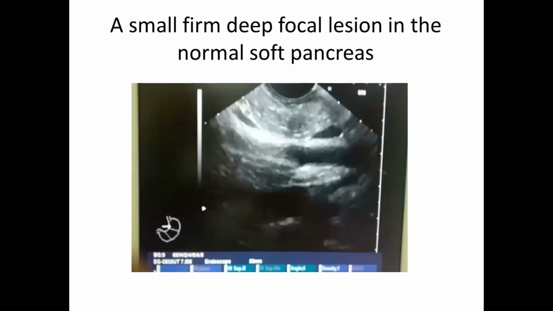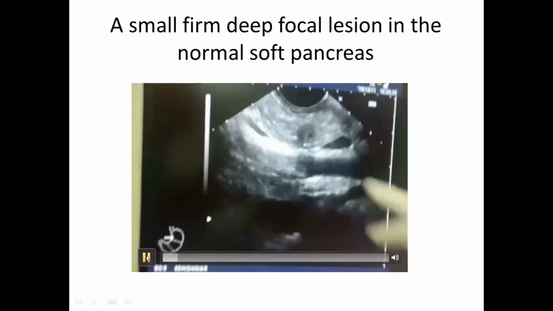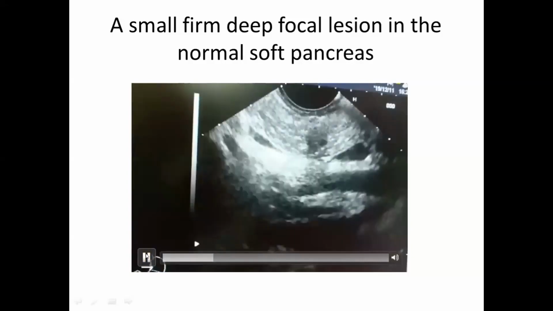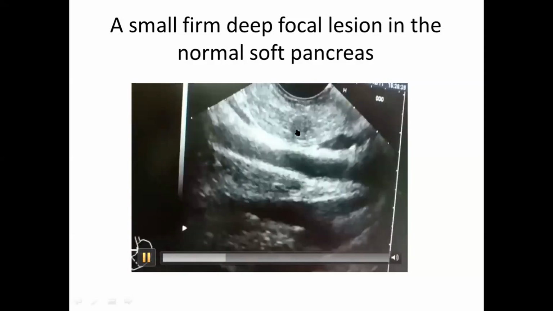A very difficult case, one of the most difficult cases I have ever seen. This female, I think 45 years old, was complaining of epigastric pains, and CT revealed this small mass at the neck of the pancreas at the level of the venous confluence of the portal, splenic, and superior mesenteric veins. So this is a very small mass, about 9 millimeters.